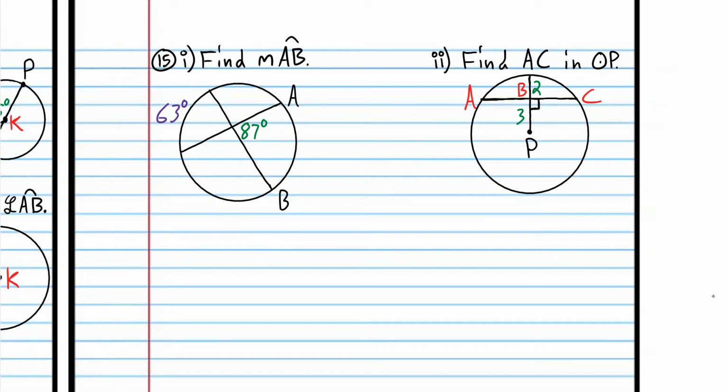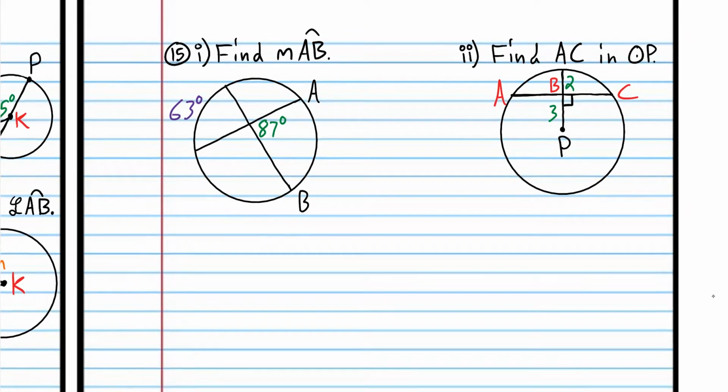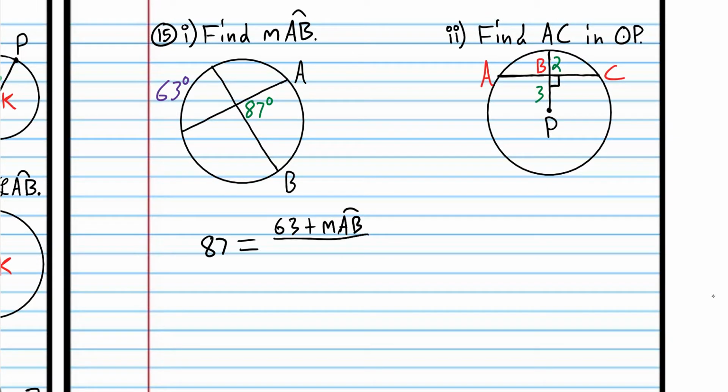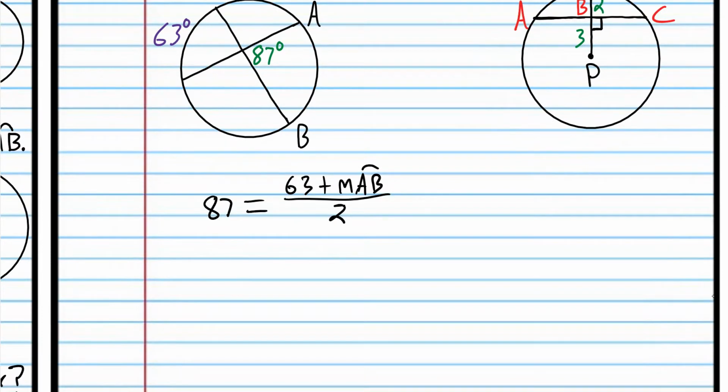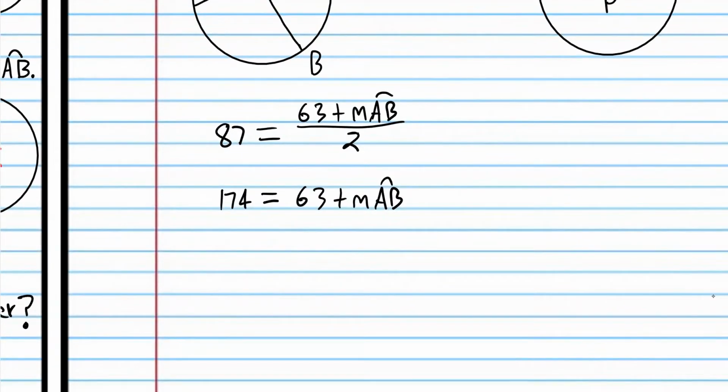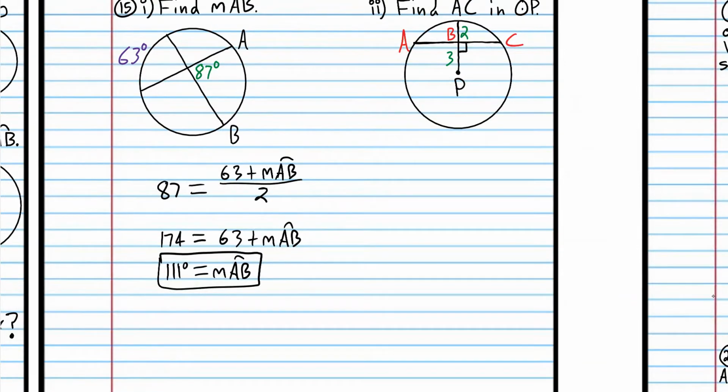Okay, we learned a theorem that says that if you have 2 intersecting chords in a circle, there are actually 4 angles created, but we can consider any angle. This is the one in question here. That angle must be equal to the sum of the arc measures created by those intersecting chords divided by 2. Multiply both sides by 2, and we get 174 is equal to 63 plus the measure of arc AB. Subtract 63 from both sides, and we get 111 degrees is equal to the measure of arc AB. So if you got that one right, good job.